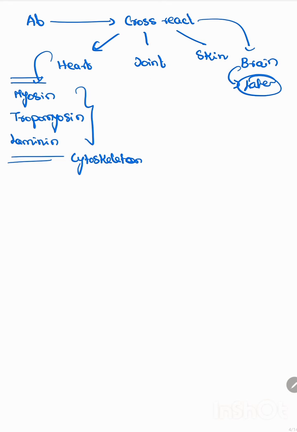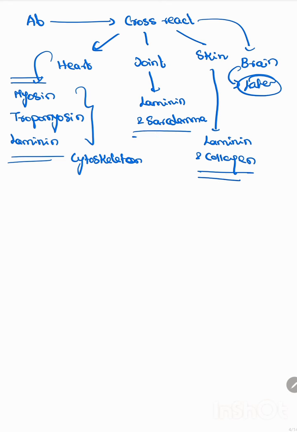In the joint also, it will cross react with laminin and sarcolemmal proteins. In skin, it also cross reacts with laminin and collagen. These are all the target antigens in the target organ that are targeted by the antibodies produced against the group A beta hemolytic streptococcus. Clear? So, let us move on to the exact clinical manifestation of acute rheumatic fever.